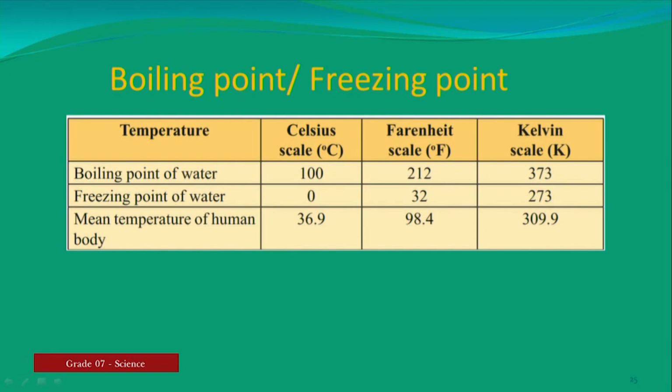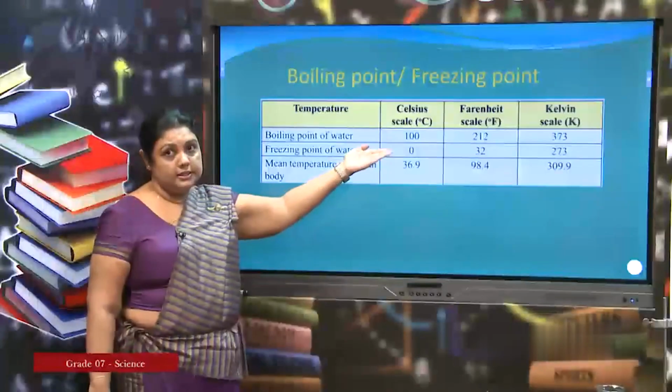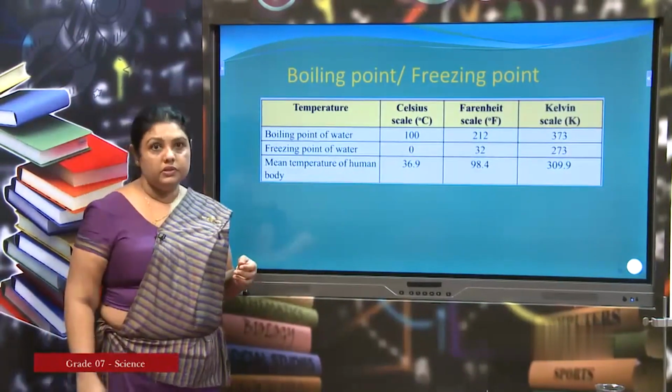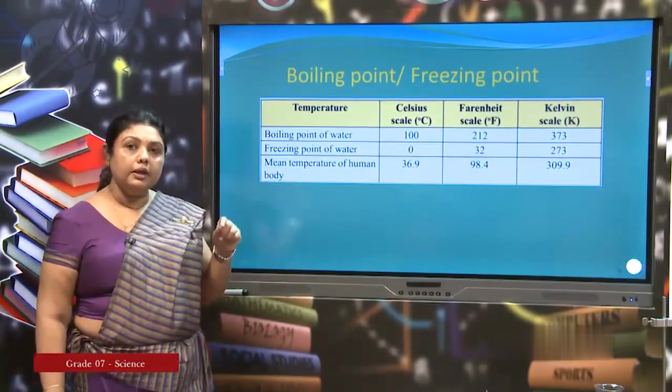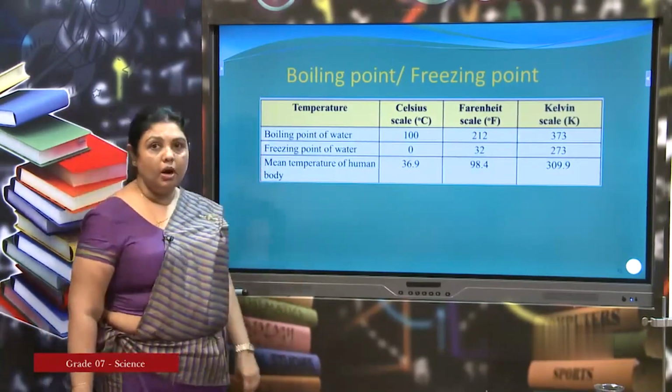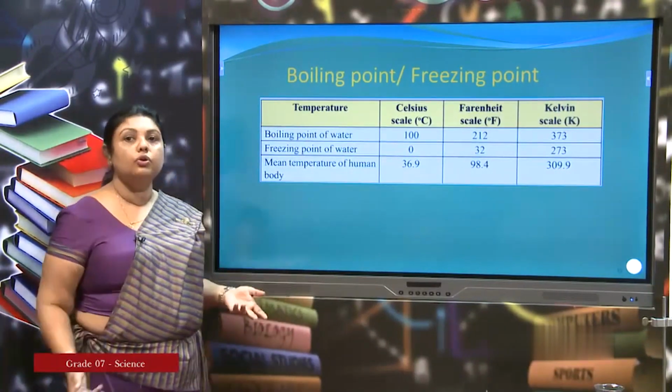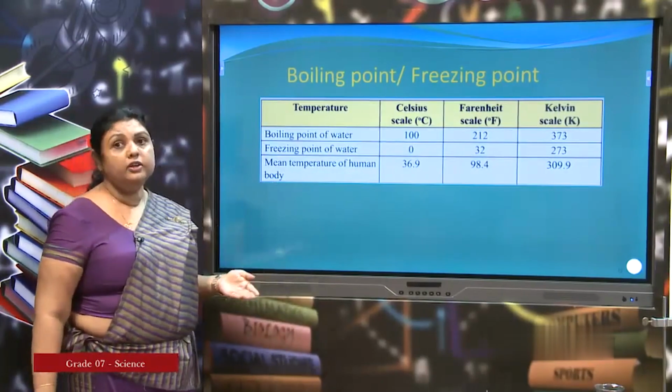Other things, freezing point, you can also see the difference, and the mean temperature of the human body. You know our temperature, 36.9. If it is Fahrenheit, 98.4. If it is Kelvin, 309.9. So, you can see the differences here. When you take different scales, you can see different numbers. So, make sure if you are talking about temperature, you have to mention the unit definitely. If not, you don't know what unit you are referring to.